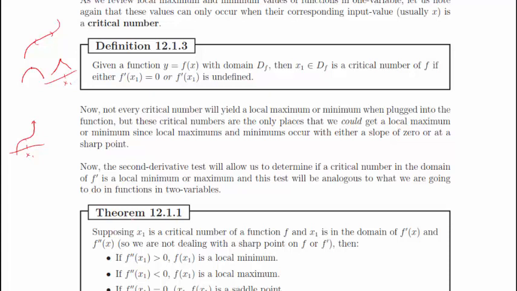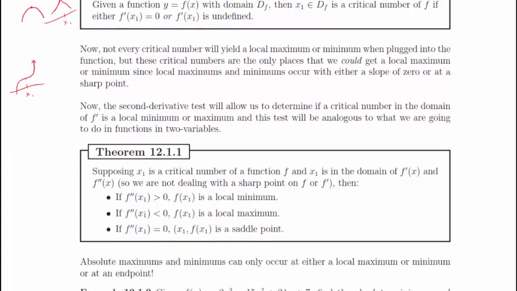So we have the second derivative test for single variable calculus. This is going to allow us to tell if a critical number is a local maximum or a local minimum, or if it's a saddle point.